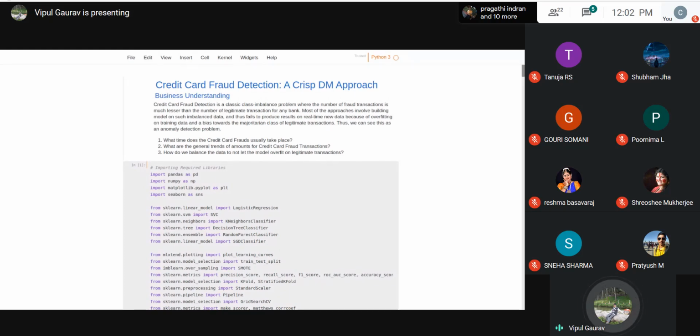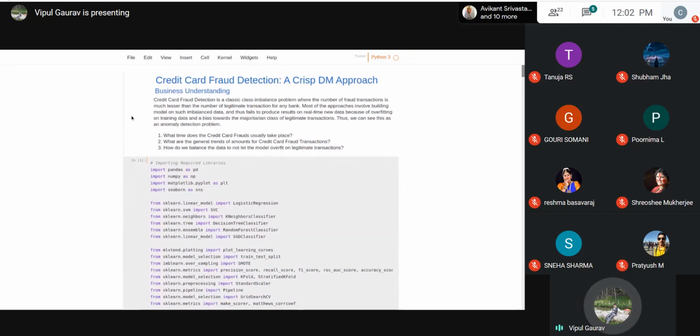And why it fails to produce results, again, which I kept on repeating, is that there is a bias towards the majority class. Majority class means something like legitimate transactions, which are in a very large number compared to the fraud transactions, which are in a very small number.